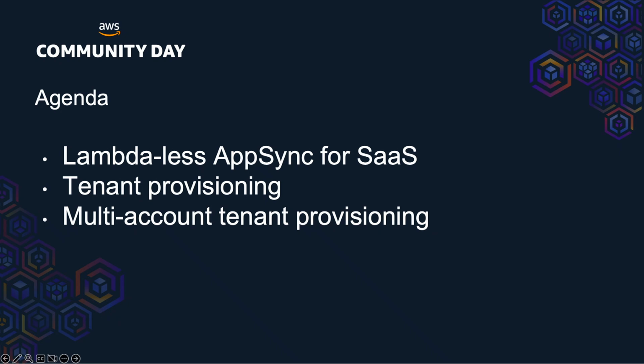I'm going to start off talking a little bit about being able to do Lambda-less AppSync for SaaS. This really is more about how you can use Step Functions to do tenant-specific workloads, just using this as an example. We'll talk a little bit about tenant provisioning, actually spend probably most of the time on that. And then just a little bit at the end about multi-account provisioning. If you have multiple AWS accounts, some things you can do to make that work as well.